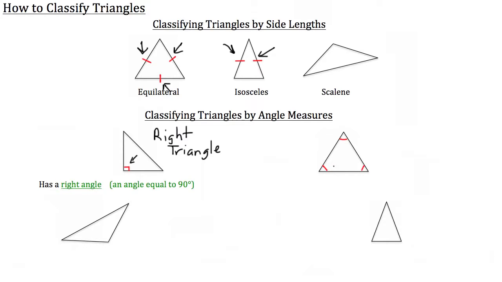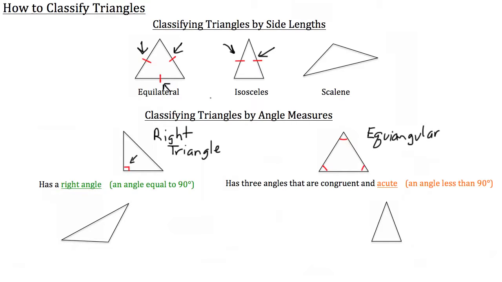The second type of triangle we're going to talk about is the triangle to the top right here. This type of triangle has three angles that are congruent and acute. Now, if you are a triangle with three angles that are congruent and acute, you are an equiangular triangle. Notice that it's similar to equilateral in the top left of classifying triangles by side lengths. Equi meaning equal, lateral there meaning sides. Here, equiangular just means equal angles. So, equiangular triangle.